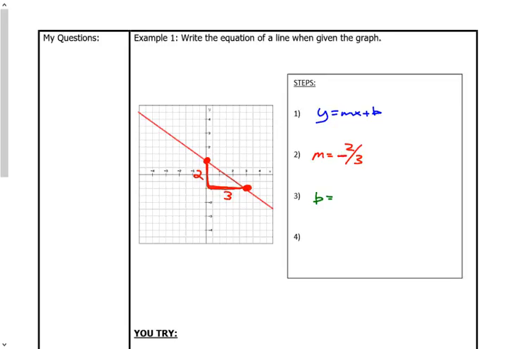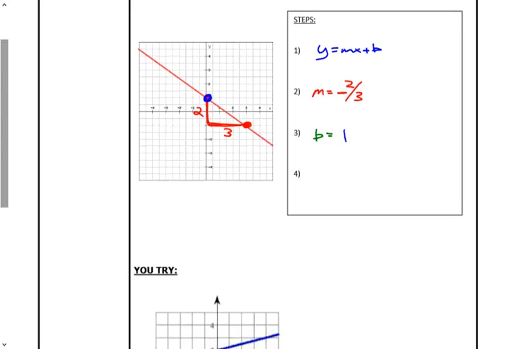Now I also was able to verify that my y-intercept is right here, and this is the y value of the y-intercept, which is 1. And I don't like the fact that that was a different color. That's going to bother me. So there you go. Now my last step is to take those values that I found and write my answer.